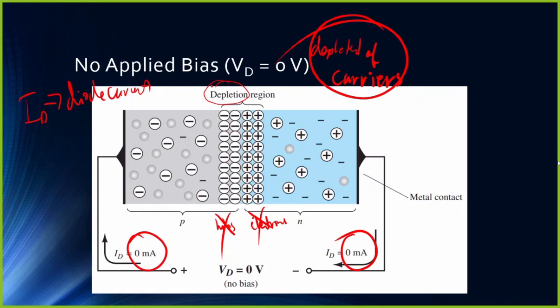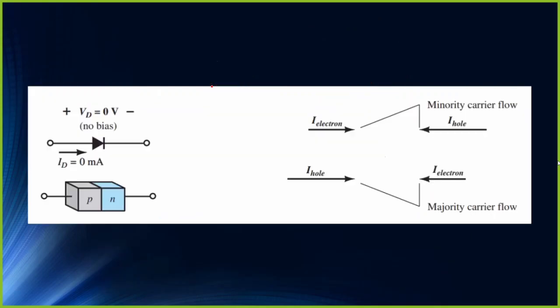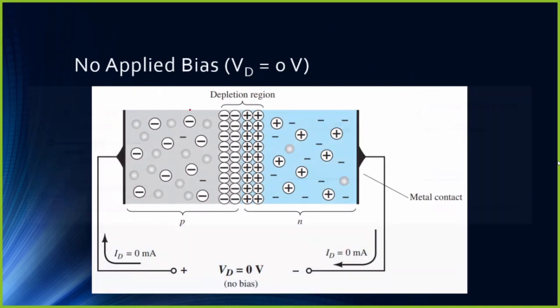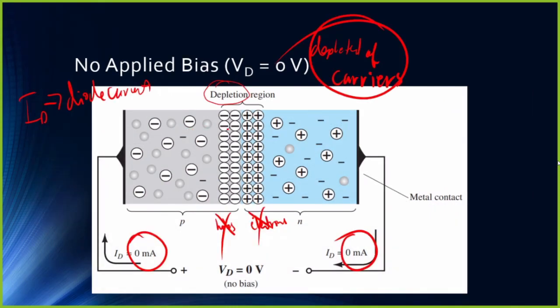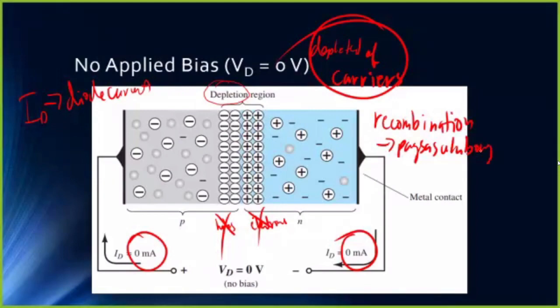Next. So sa no bias, nagkakasalubong lang yung electron tsaka yung holes sa depletion region. Okay? So di ba, may holes ka dito, may electron ka dito, nagsasama lang sila. Kaya nadideplete. Ang tawag dun sa pagsasama na yon is called recombination. That's called recombination. Pagsasama or pagsasalubong ng electrons at holes.